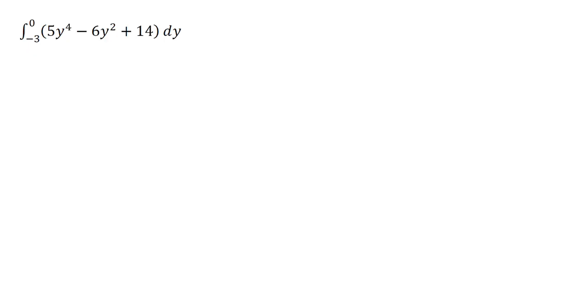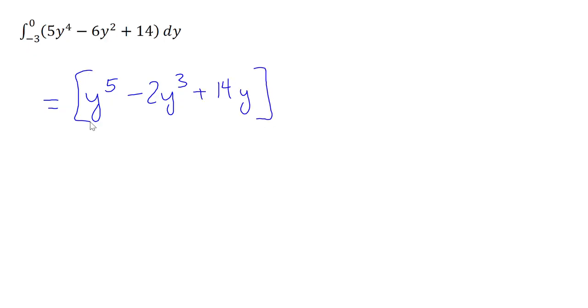All right, for our next one here, we're again just going to use the power rule. So 5y to the 4th goes up to y to the 5th, and we divide 5 by 5, so that's just 1y to the 5th. And then the 6y squared will go up to be y cubed, and when we divide the 6 by 3, we get minus 2y cubed, and then plus 14y. And we'll evaluate this from negative 3 to 0.